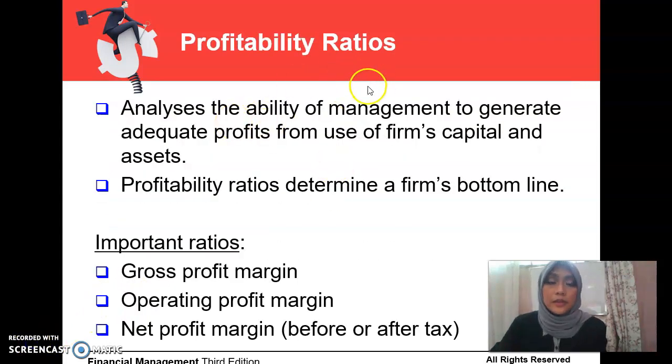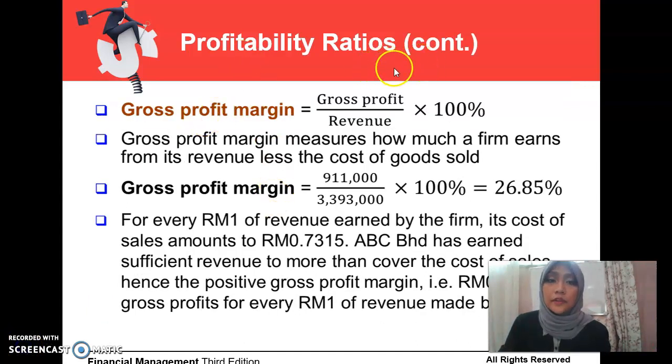Okay, what is profitability ratio? Profitability ratio is essential to analyze the ability of management to generate adequate profit from use of firm capital and asset. Profitability ratio determines the firm's bottom line. So the importance of ratio is that you see the gross profit margin, operating profit margin, and net profit margin before or after tax. Okay, you see the calculation of profitability ratio.